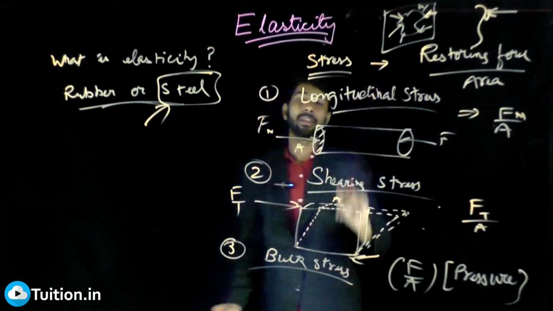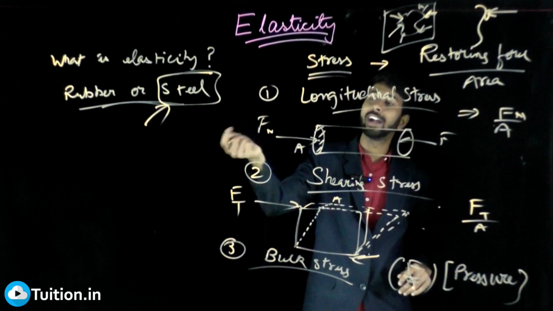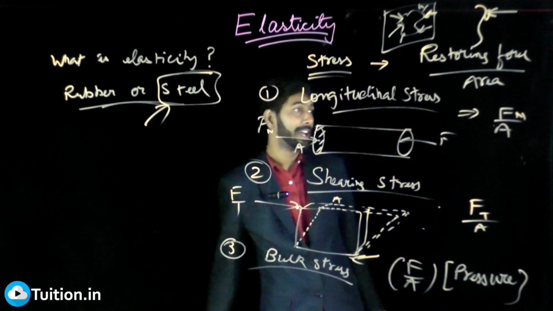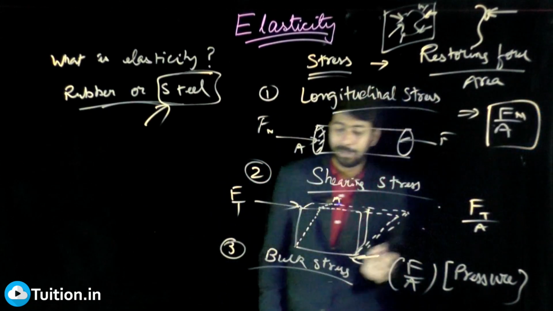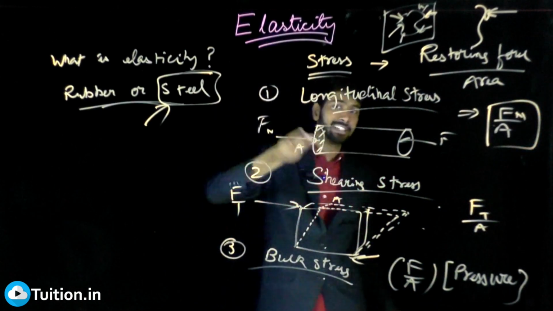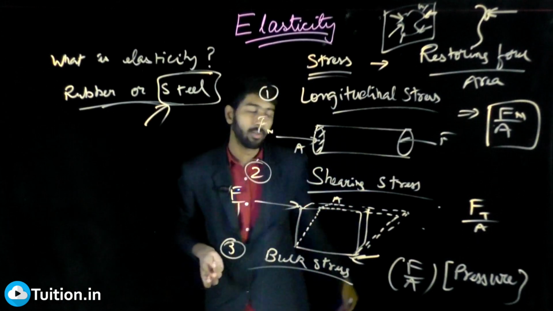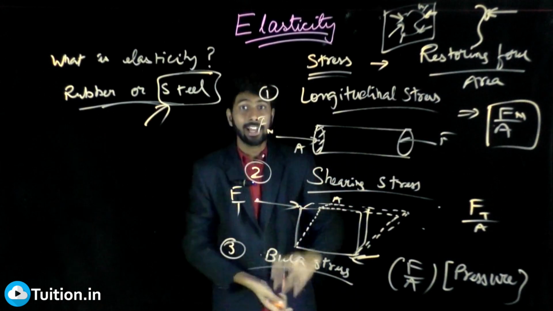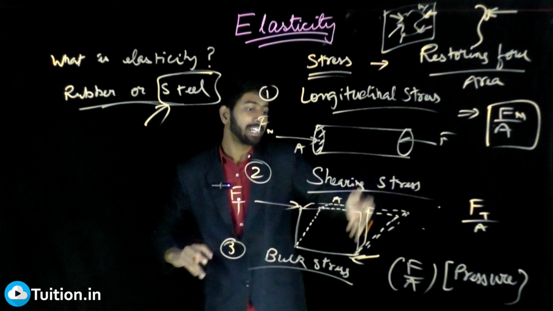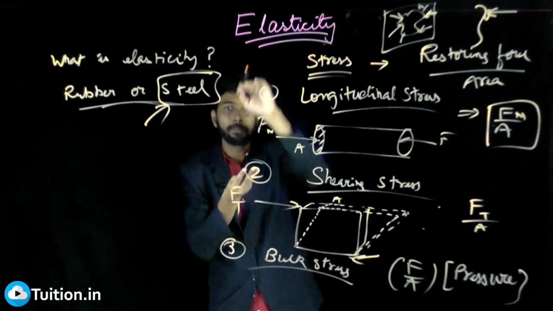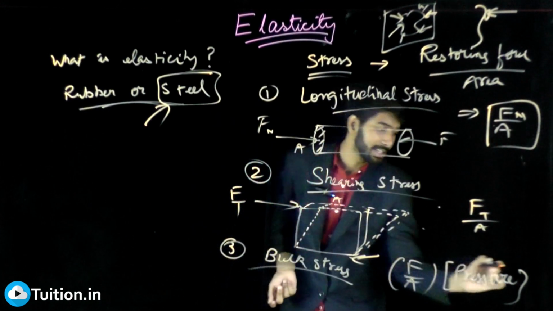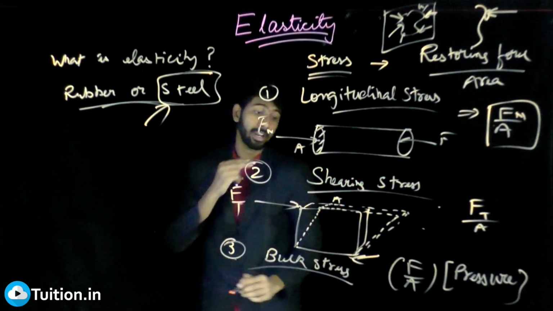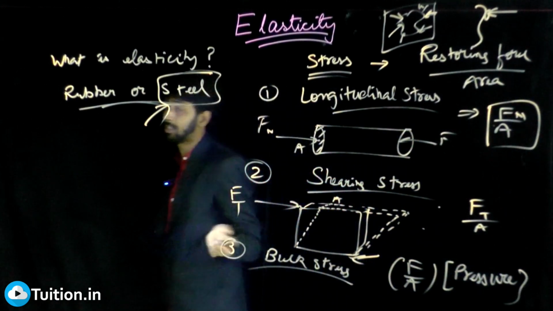For longitudinal stress problems, usually they'll give you the cross section of the wire, they'll give you the force or the tension which acts on the wire, and then you'll use this formula. But for bulk stress problems, usually you'll get something like a body is put in a beaker at a depth h below the surface. So there you will not calculate F by A, you'll simply calculate the pressure at a depth h below the surface and use that in the bulk stress formula. So these were your stresses.